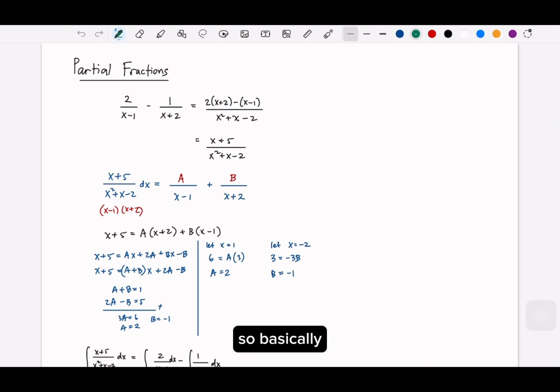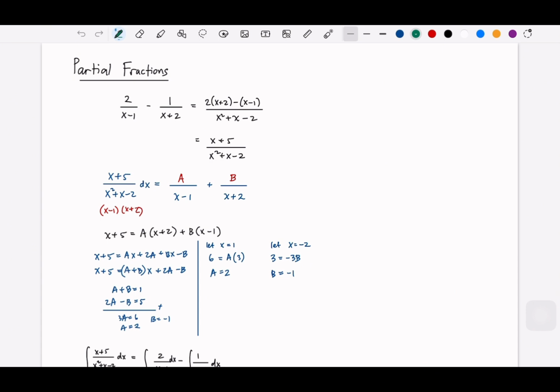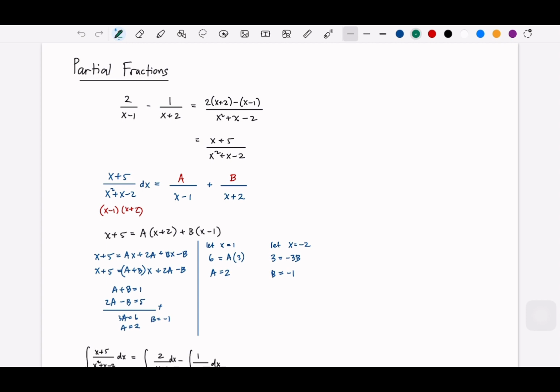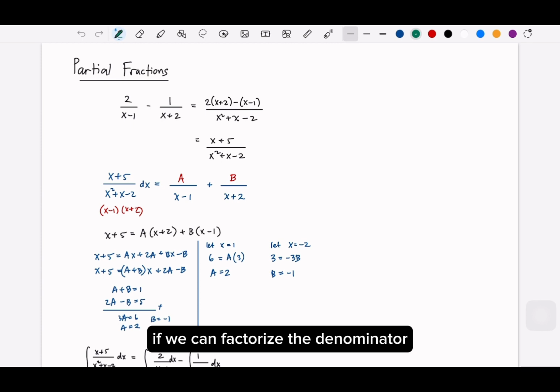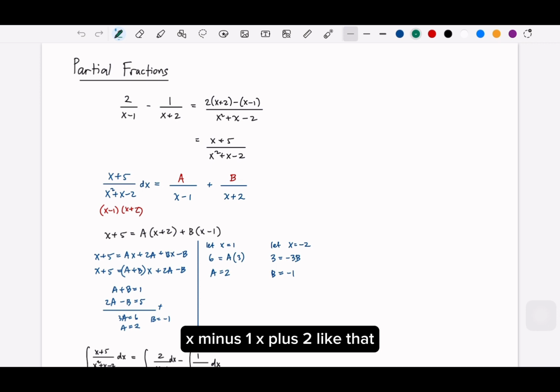So basically, if you want to take partial fractions from this one here, suppose that we don't know this yet. What we do is, if we can factorize the denominator, then we factorize first. Of course, since we have this factor, we know that this will be x minus 1, x plus 2, like that.